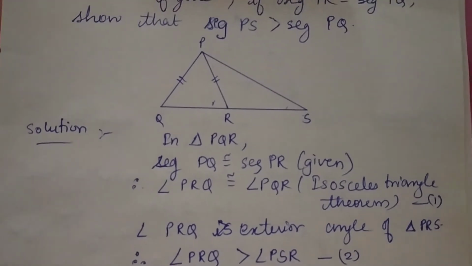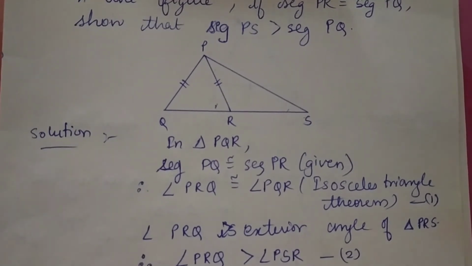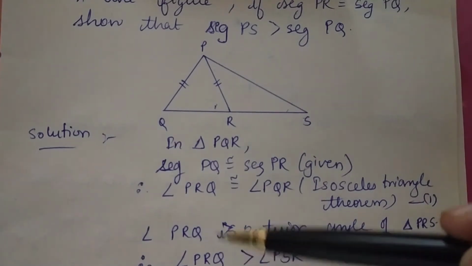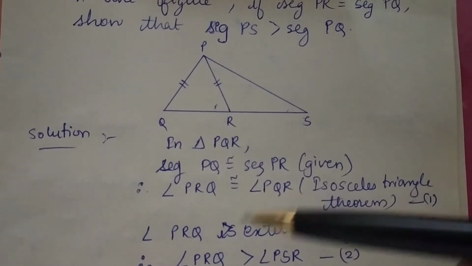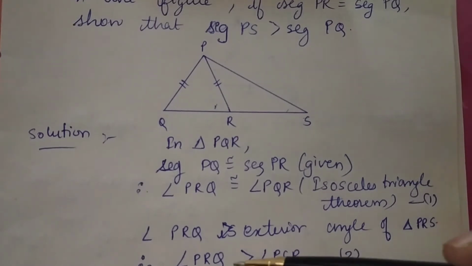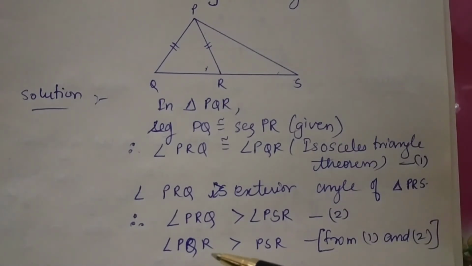Now just look at this. See, PRQ is congruent to PQR and PRQ is greater than this. So here I can replace this PRQ. PRQ is congruent to PQR, so I can replace this PRQ with PQR. So in the next step I'll write down everything similar, but instead of PRQ I'll write down PQR. So let me write that in the next step. From 1 and 2, I write down angle PQR is greater than angle PSR. Everything is the same. I just wrote PQR instead of PRQ. From 1 and 2.